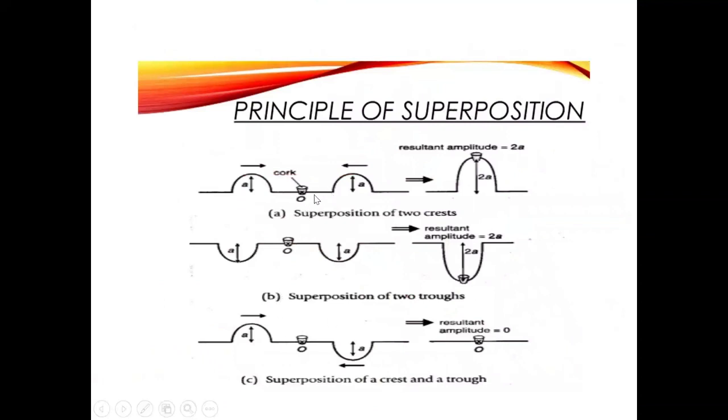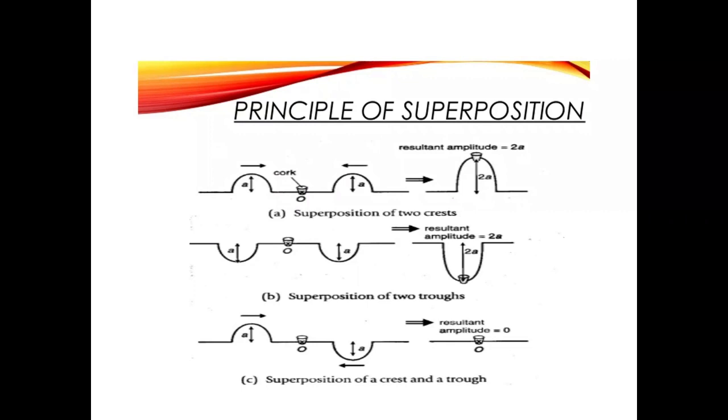Whenever I explain this principle of superposition, I used to take one cork here. When two waves are approaching, what is the phase difference between this pulse and this pulse? They are in the same phase. Now see the displacement of the cork. You can consider this cork as a particle subjected to two pulses in the same phase. The resultant amplitude we take as 2A; when the phase is 0, it becomes A1 plus A2.